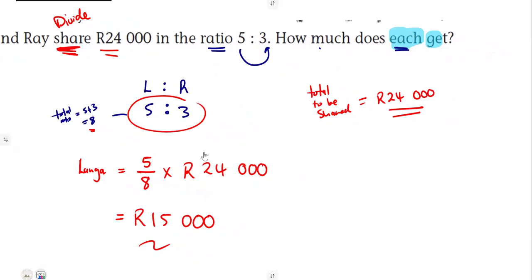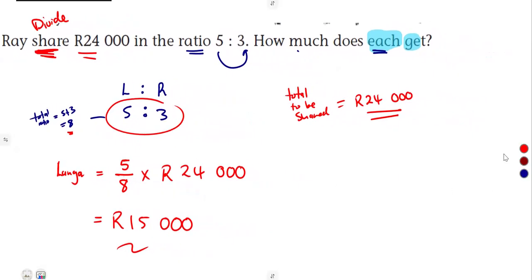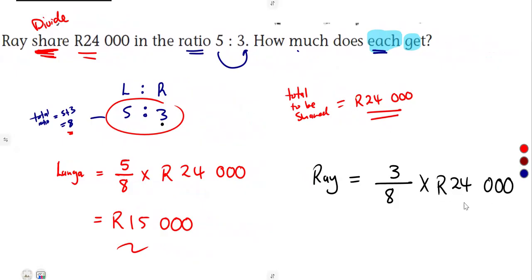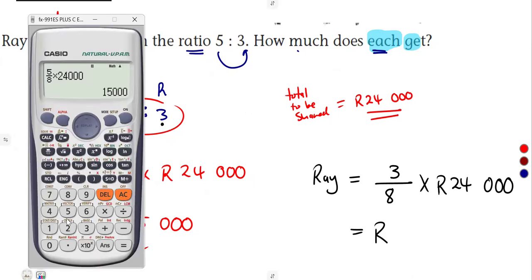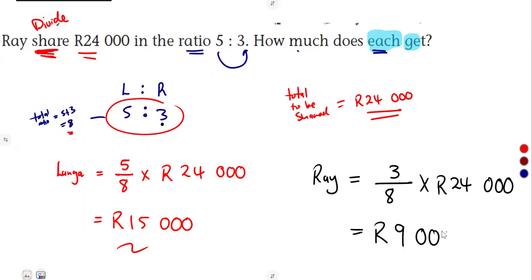What about Ray? According to the ratio, Ray has got how many parts? Ray has got 3 parts. 3 out of the total when they are combined together, 8, times the total amount to be shared, which is 24,000 rand. Just like that, you have got the share for Ray. So Ray was going to obtain 3 out of 8 times 24,000. So this is 9,000 rand. Just like that.